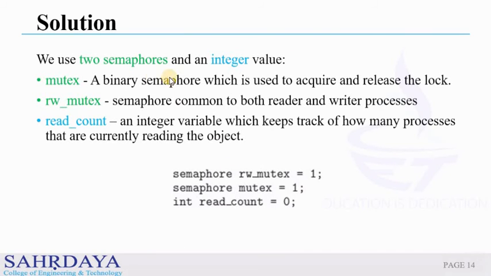To solve the above problem, we use 2 semaphores and an integer value. The mutex semaphore, as we have seen in the bounded buffer problem, is used to acquire and release the lock. We use an RW mutex, which is common to both processes, the reader and the writer. And we use an integer value called the read count, which keeps track of how many processes are currently reading the object. Below you can see how these variables are initialized in the program.